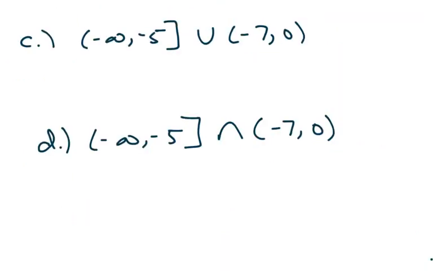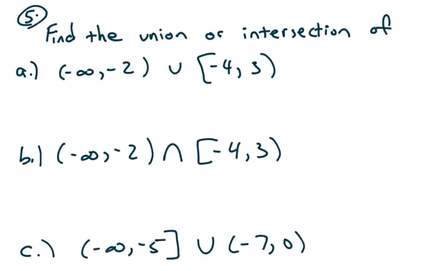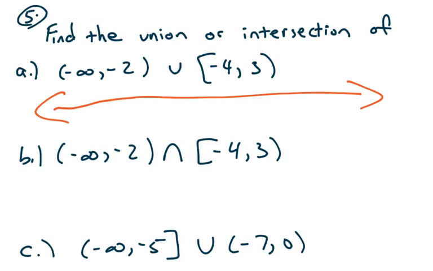Let's move on. Okay, so now we're asked to find the union or the intersection of each of the following. So basically it's asking us to say what is the final result of each of these. So we're kind of doing what we did before, but in reverse. So what I would do again with each of these is graph it. So if you want to pause the video, I'm just going to label what's going on here. So the first one's going to be negative infinity to negative 2. So let's say this is negative 2. We're going to go out here.